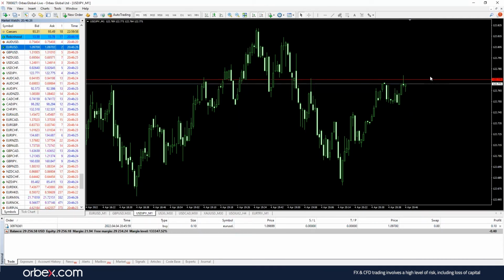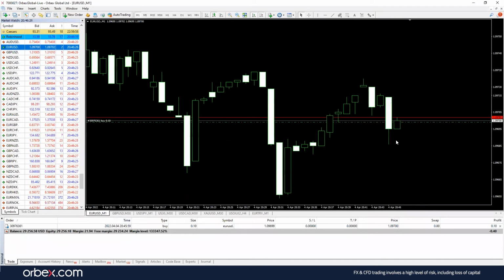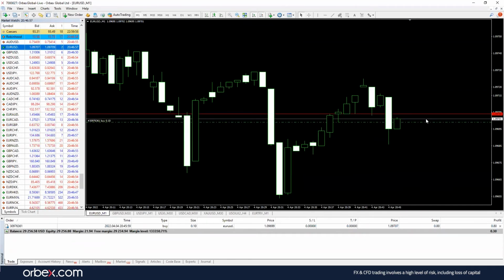Because I bought euro dollar, it opened at the ask price, which is here. But as you can see, because the ask price has gone above my open price, I'm in a profit. This is my open price in the green dotted line. The bid price is now above, because that's going to be my closing price. As you can see, the more this bid line moves higher, the more profit.